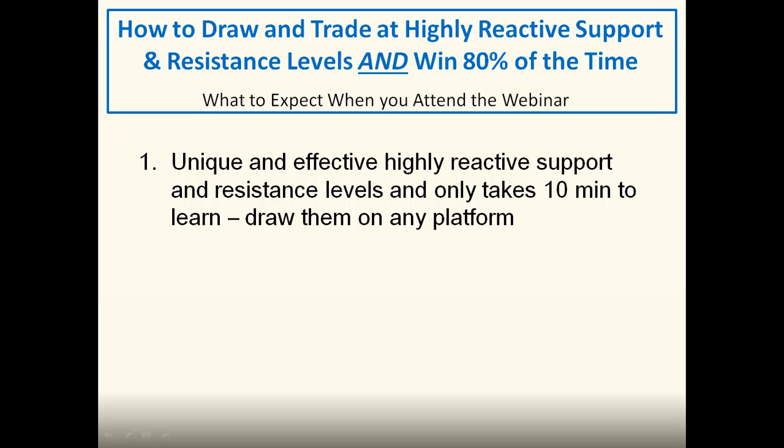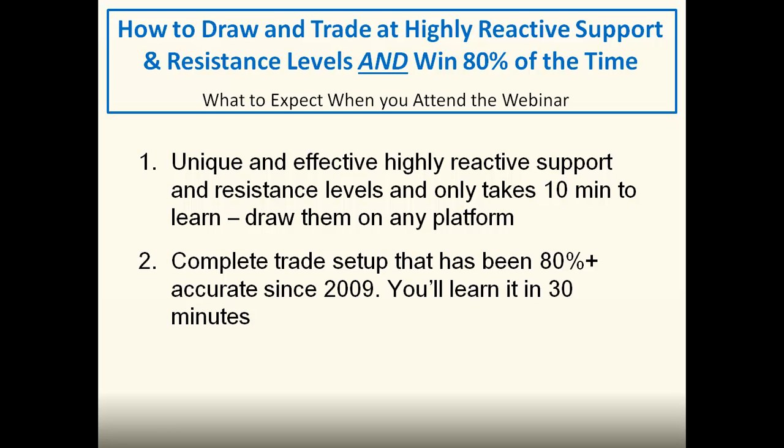Now the next thing you'll get is a complete trade setup that has been 80% plus accurate since 2009. You'll be able to get it down in about 30 minutes, and you'll use the support and resistance levels that we showed you in the first part of the webinar and apply them to this second part of the training to easily find the entries when you get in trades with this simple trading method.